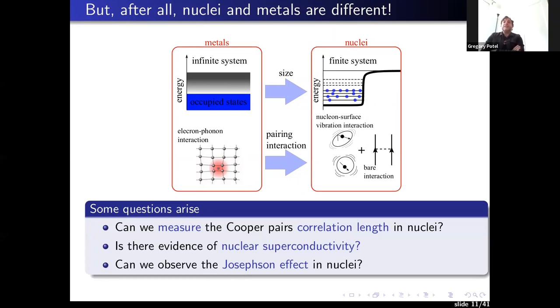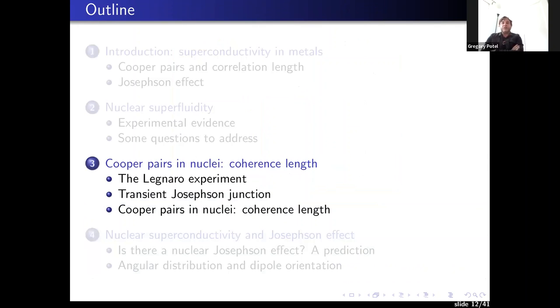The second one is that we have been talking about nuclear superfluidity because, of course, electric currents cannot be measured inside nuclei. But it might still be relevant to wonder whether there is evidence of nuclear superconductivity. And related to that second question, we will also try to answer whether we can observe the Josephson effect in nuclei. I recall to you that the Josephson effect was the emission of electromagnetic radiation in a Josephson junction, as a consequence of the sloshing back and forth of charged Cooper pairs across an insulating band.